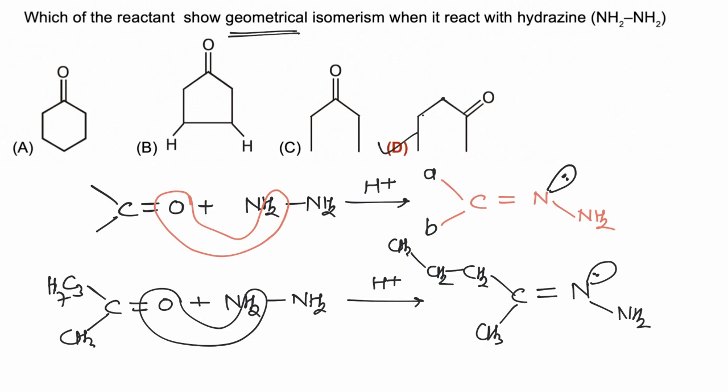While in other options these two are identical, so only if A and B are not equal will the molecule show GI. In the third case these two are identical, so this molecule will not show GI. In the second case there is no difference in left group and right group, so this will also not show GI. In the first molecule, these two groups are identical, so this will also not show GI.